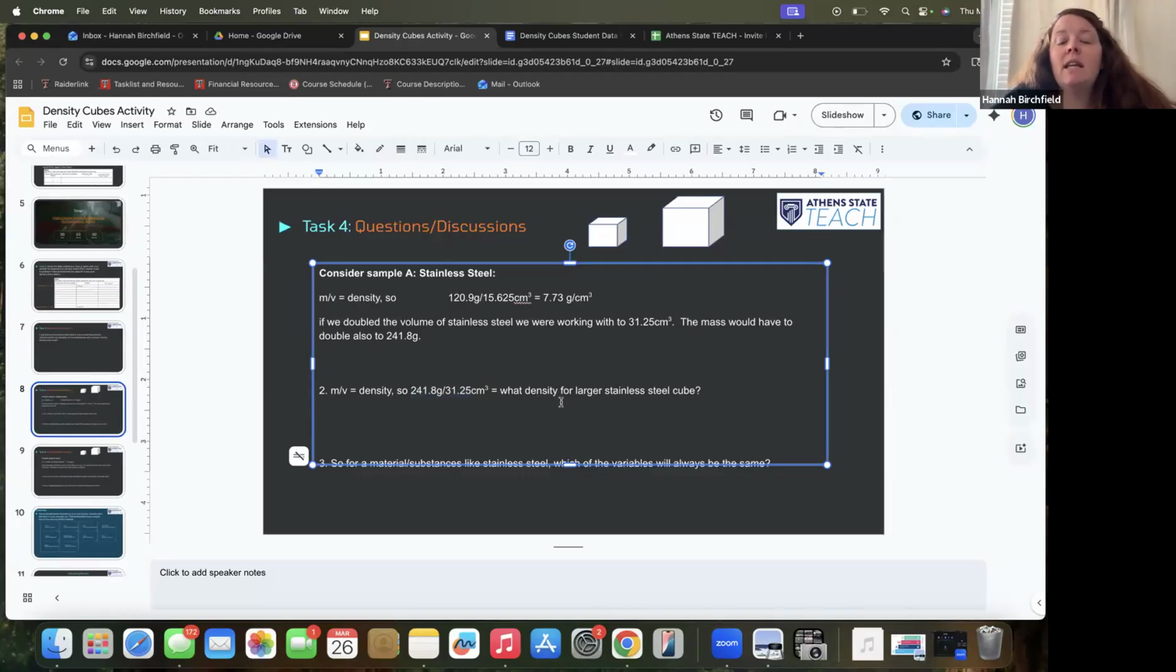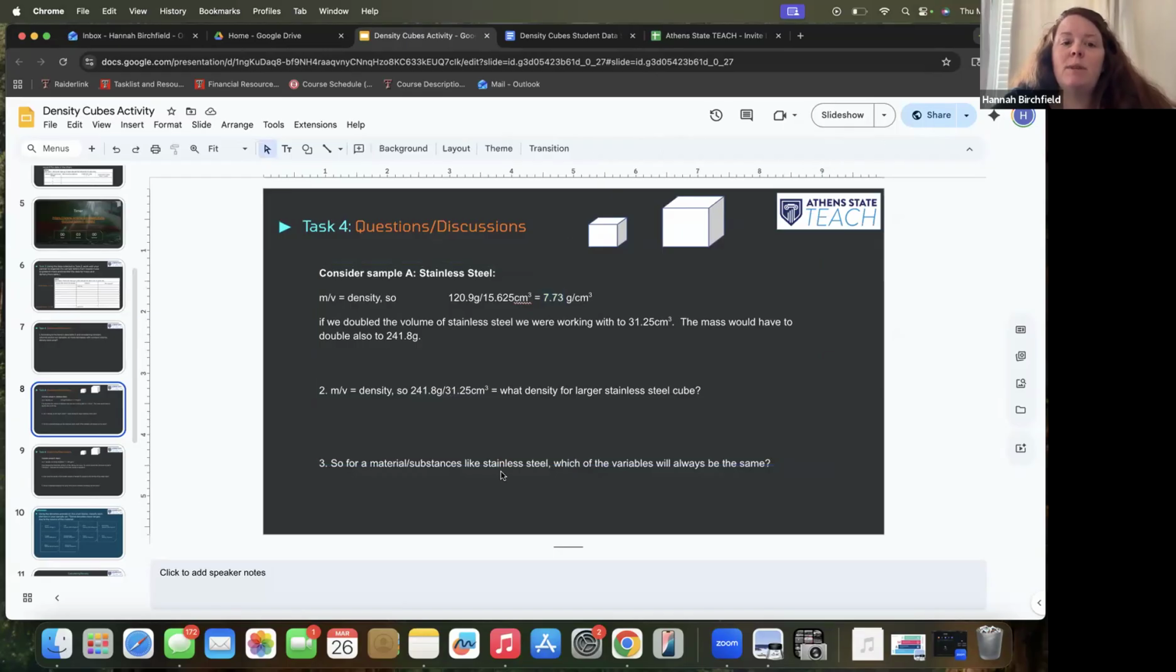But anyways, they're going to find that, oh my gosh, wow, my density is the exact same as up here. That's the whole point of this lesson as far as the science perspective. We want them to realize, so for a material or substance like stainless steel, which of the variables will always be the same? Density. No matter if it is a tiny cube or a large ship that was solid steel, the density is going to be the same. So that's the science perspective.